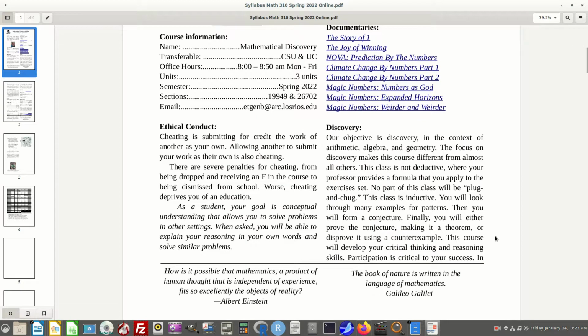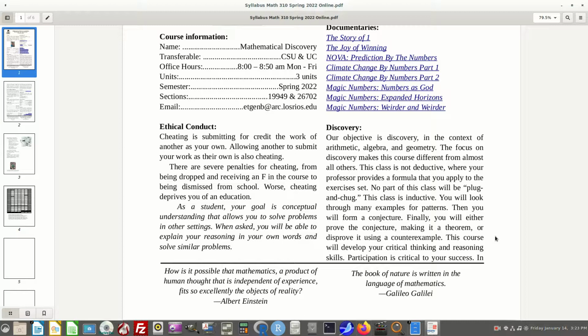I've made a point that discovery is different from other courses, but it is important to make that in the syllabus as well. Our objective is discovery in the context of arithmetic, algebra, and geometry. That is the elementary school curriculum. The focus on discovery makes this course different from almost all others. This class is not deductive, where your professor provides a formula that you will apply to the exercise text. No part of this class will be plug and chug. Instead, this class is inductive.